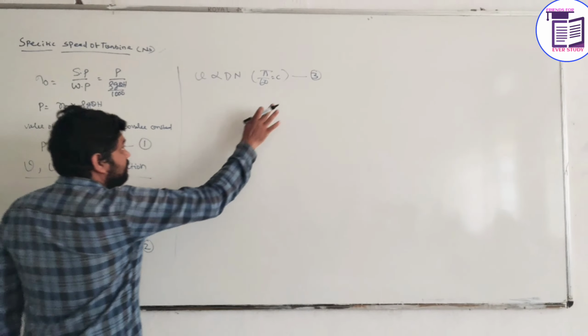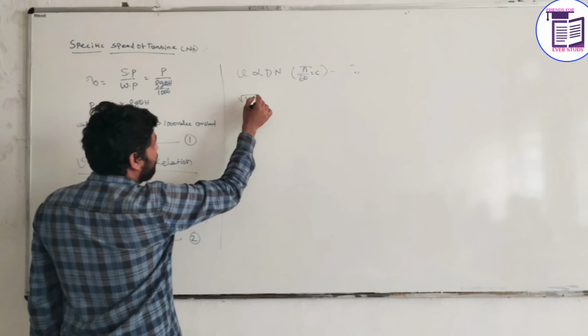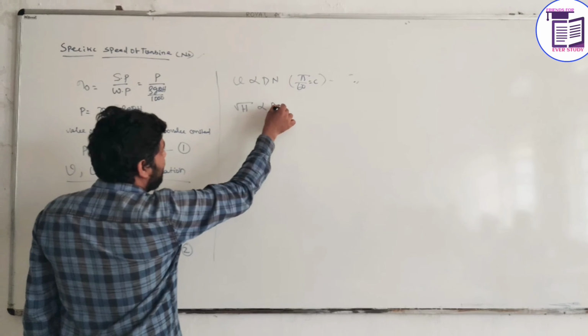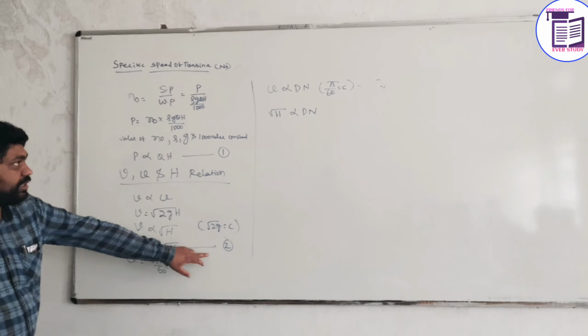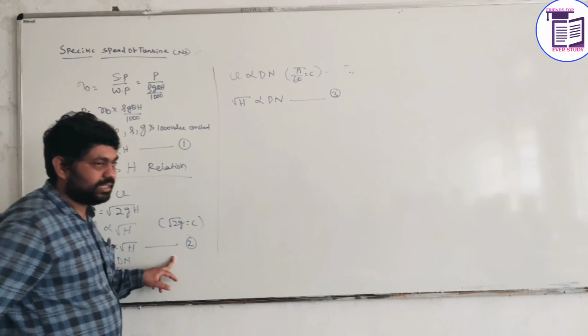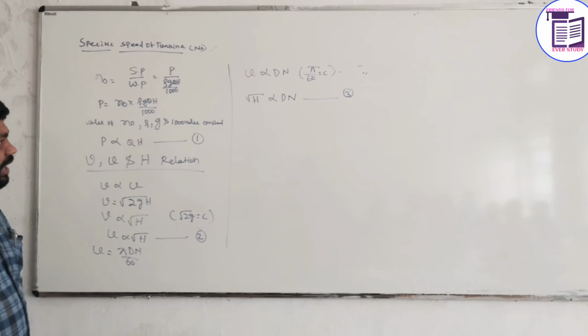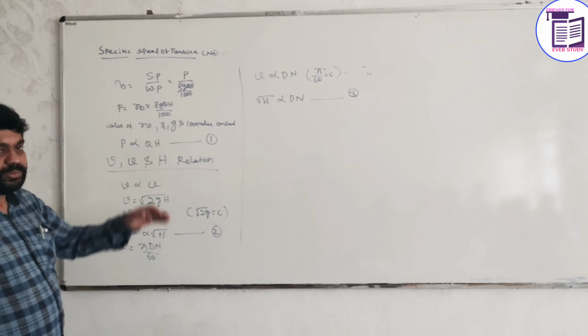Now, because we need the relation of H with D, you can write root H is directly proportional to dn, because from equation 2, U is directly proportional to root H. Now consider this as equation number 3. Clear? Then you can find the relation between H, N and D. You have to consider the specific speed.